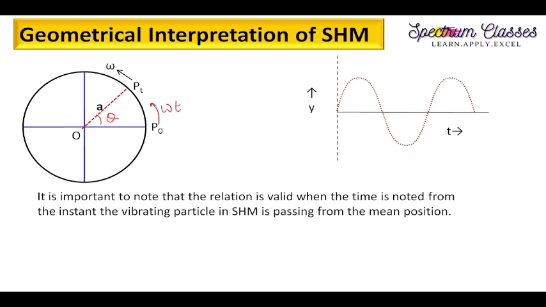So this is the radius of the circle, and this is the angle theta, and this theta is equal to omega t. I have also written that. So theta is equal to omega t. Clear? So this is what we get from the circular motion.